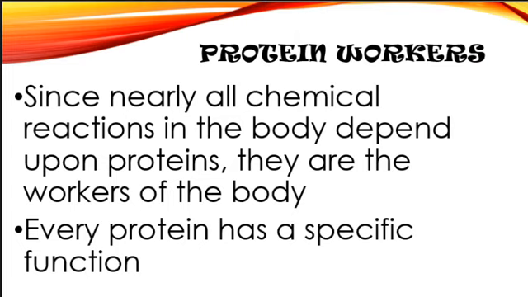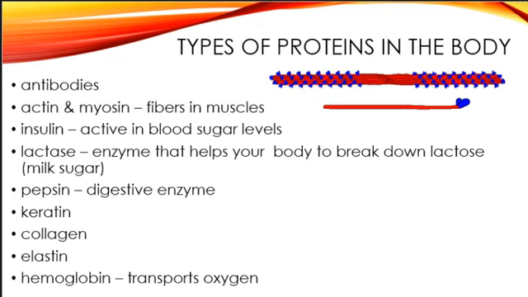All right, so all chemical reactions in the body depend upon proteins, including building our muscle. They're the workers of the body. Every protein has a very specific function. They have funny shapes. Look at the shapes of these proteins right here. Aren't those interesting shapes? Here are several examples of proteins our body needs on a daily basis.